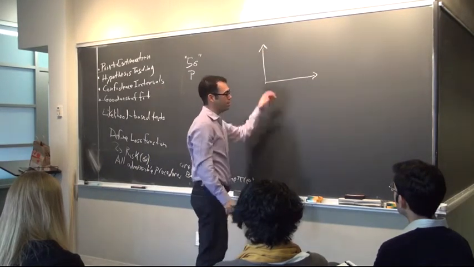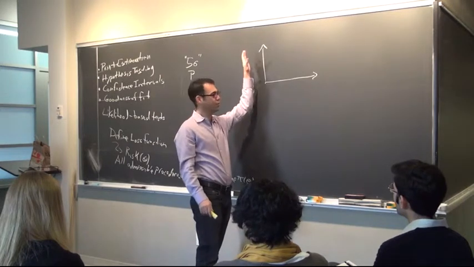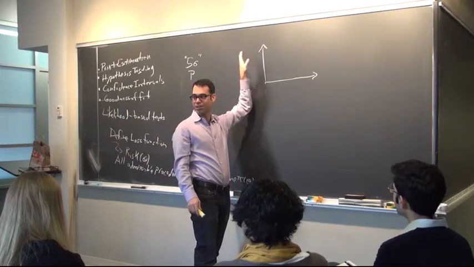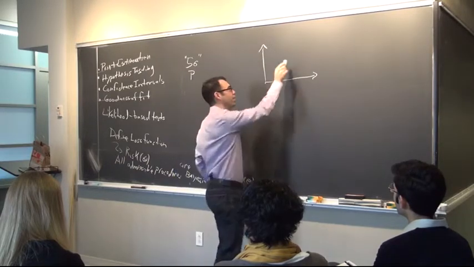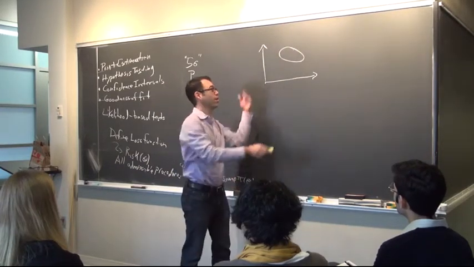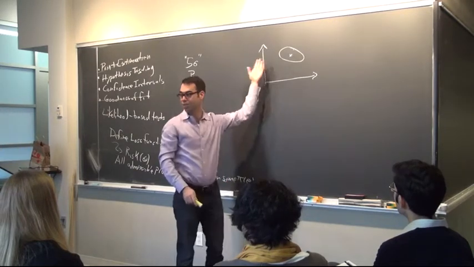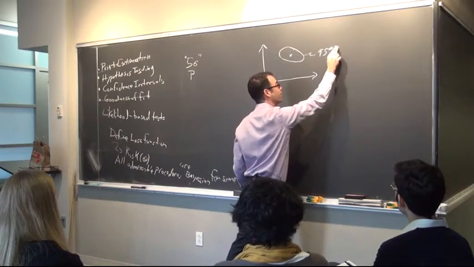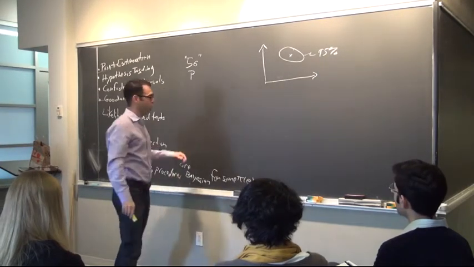So this could be the mass of the Higgs and the cross-section of the Higgs, or it could be lambda for dark matter and lambda for the cosmological constant. Just some parameter space. And you see these kinds of plots all the time, right? There's some sort of contour with the best fit point, and let's say this contour is labeled 95%.